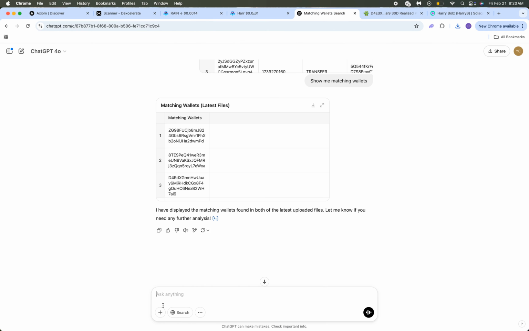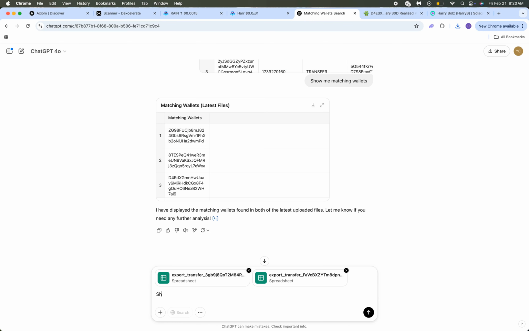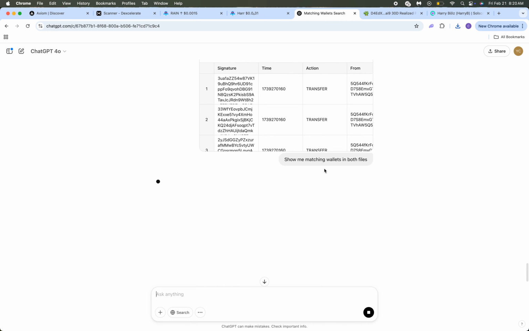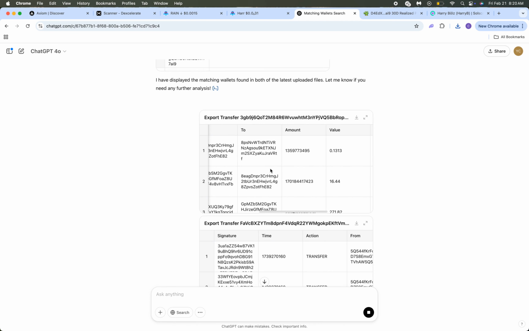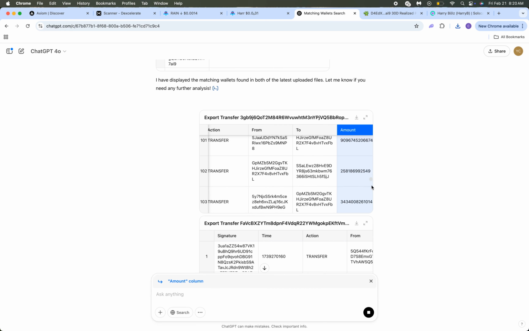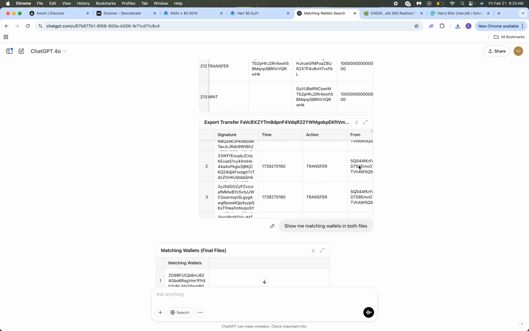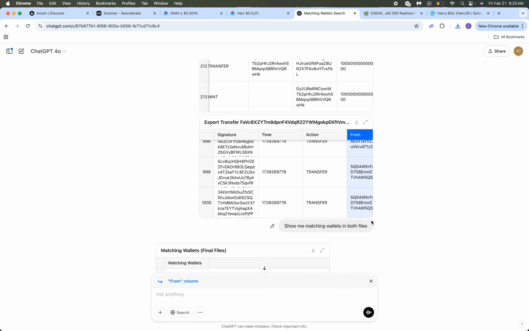Now we go to ChatGPT and we will upload these files. And we will say, show me matching wallets in both files. So now when you send them these files, you can see here that these are all the wallets that are buying these coins. Remember what I said? It only shows you up to 1,000 transactions. So this one only went up to 213. But for example, this one, see how it goes exactly to 1,000? That's why I said you can just put the date from the from date.